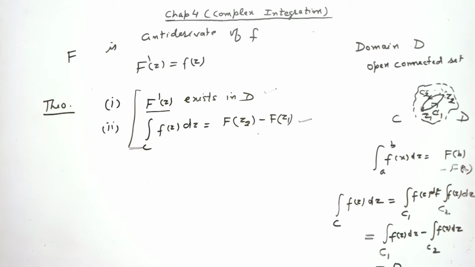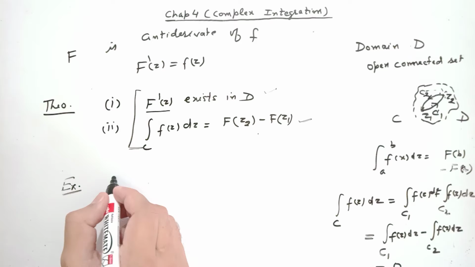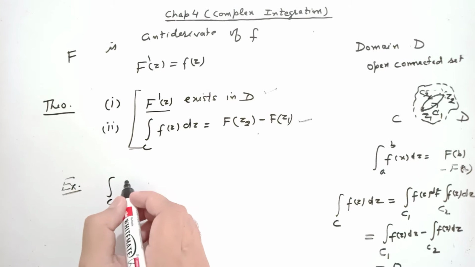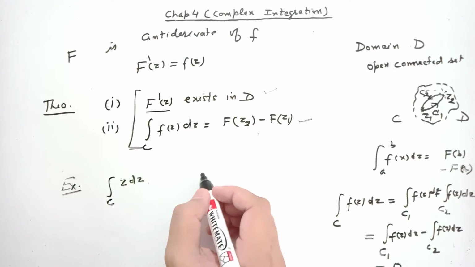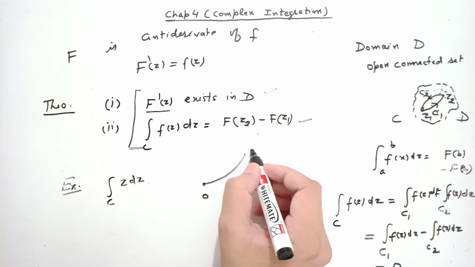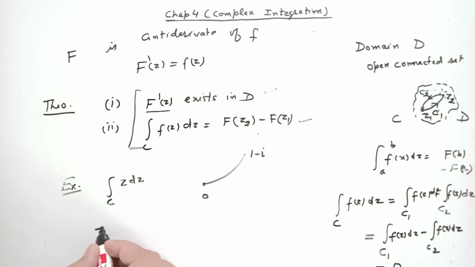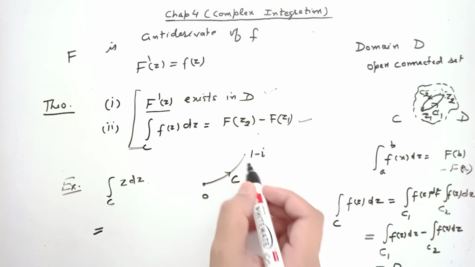Now let us see a problem using the antiderivative. Solve the integral z dz where C is any contour extending from 0 to 1 minus iota. Any contour, I am saying. Any contour means it can have any shape from 0 to 1 minus iota.